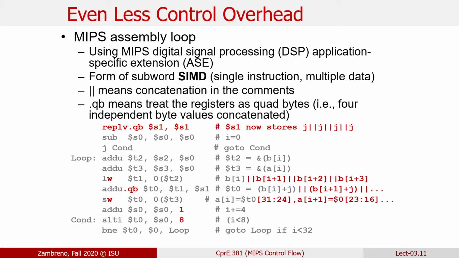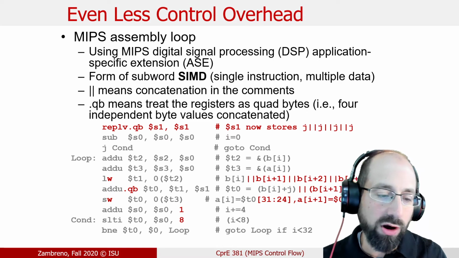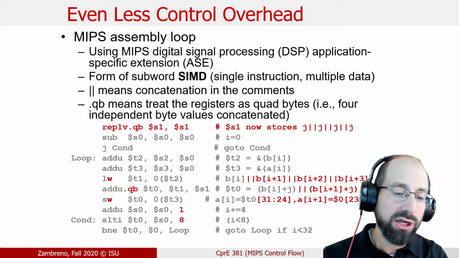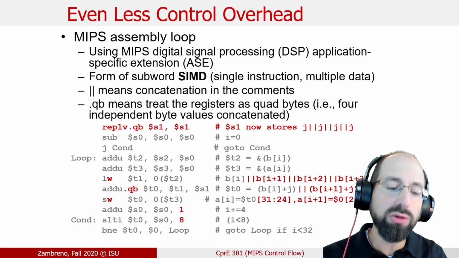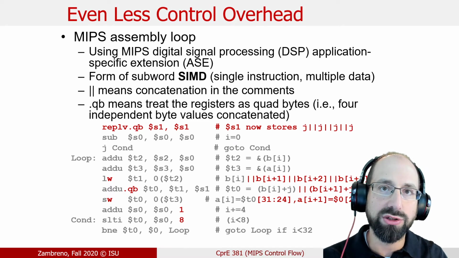Let's skip over this. And now I want us to go back to it, which is a different type of philosophy for how we can get parallelism out of our computer architecture. And this would have significantly less control overhead even than the loop unrolled example, and would have a very nice trade-off in terms of static instruction count versus dynamic instruction count.